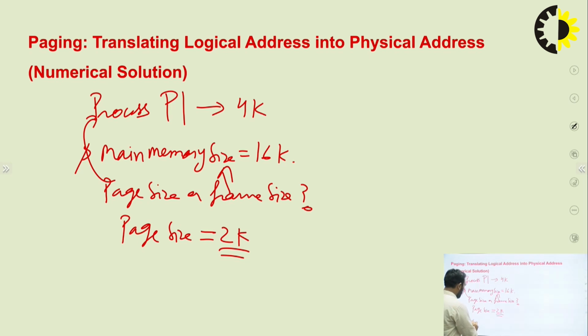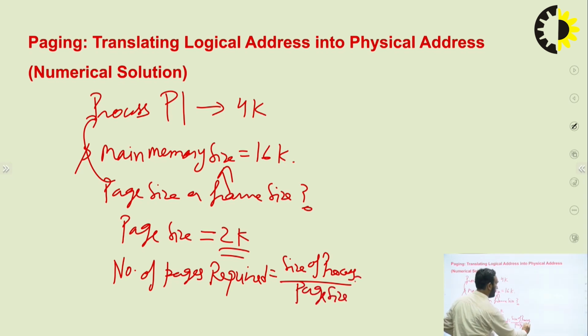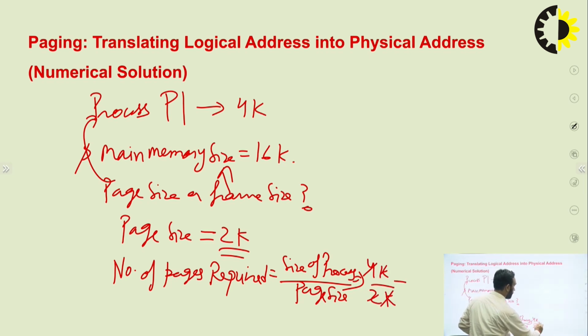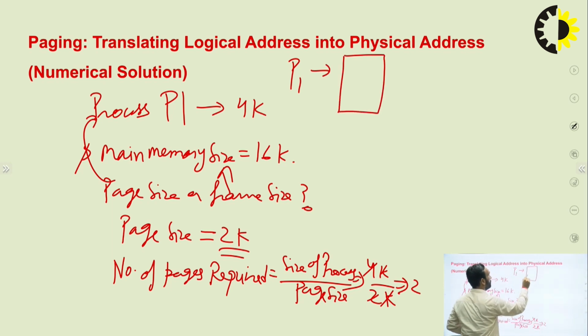Very easy. Number of pages required is size of process divided by page size, that is 4K divided by 2K, which is 2 pages. So process P1 consists of 2 pages, 0 and 1. Okay, these are page numbers.